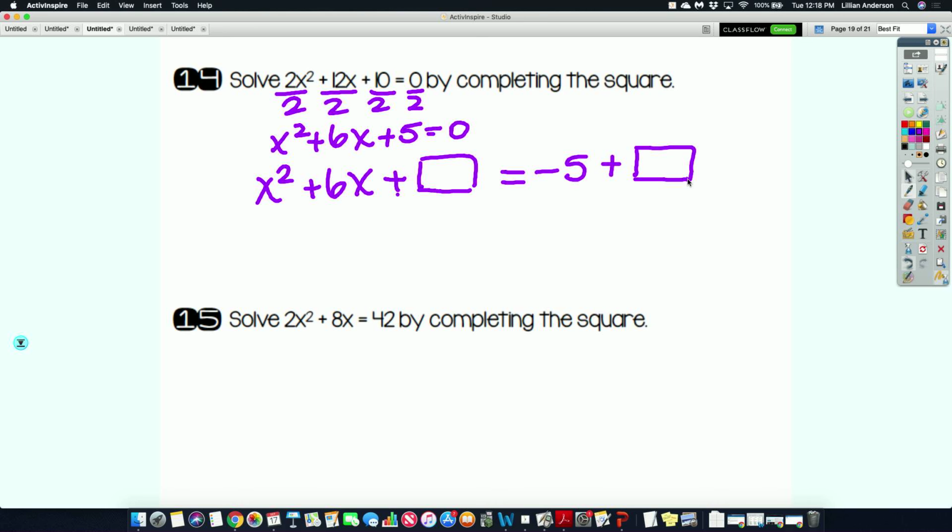What's step 3? You take half of b and then you square it. What's half of 6? When you square it, it becomes, so that's what goes in the square. You have completed the square. You haven't solved, you've just completed the square. Did we write down those steps? Last step is to factor and solve.